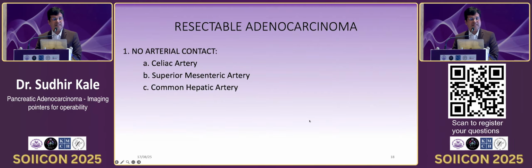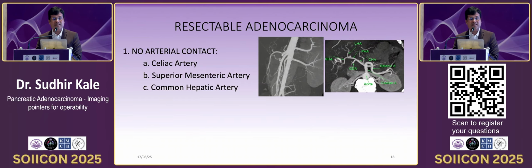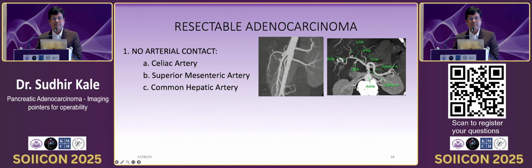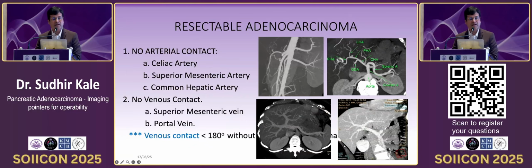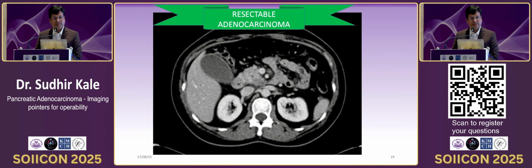Then coming to resectable, as we told, there is no arterial contact. Remember mainly 2 arteries, like the celiac axis and the right hepatic artery, and the SMA. And then the venous contact, what do we mean by venous contact? That is superior mesenteric vein and the portal vein. So less than 180 degrees without any vein contour abnormality are considered as resectable adenocarcinomas.